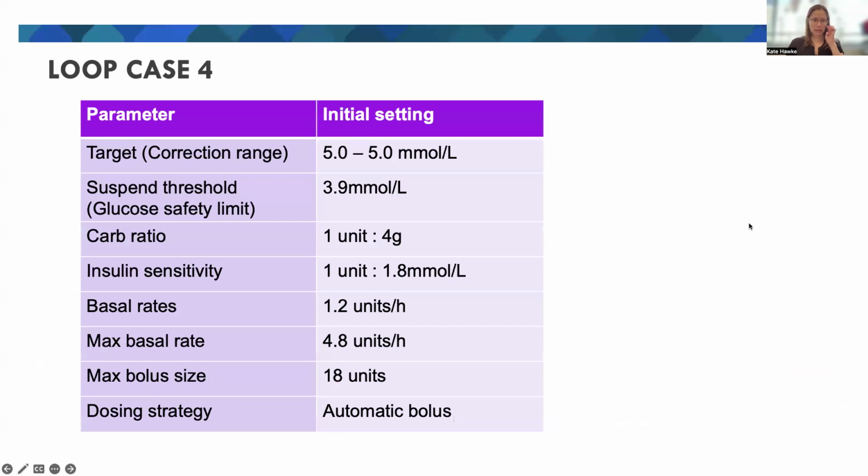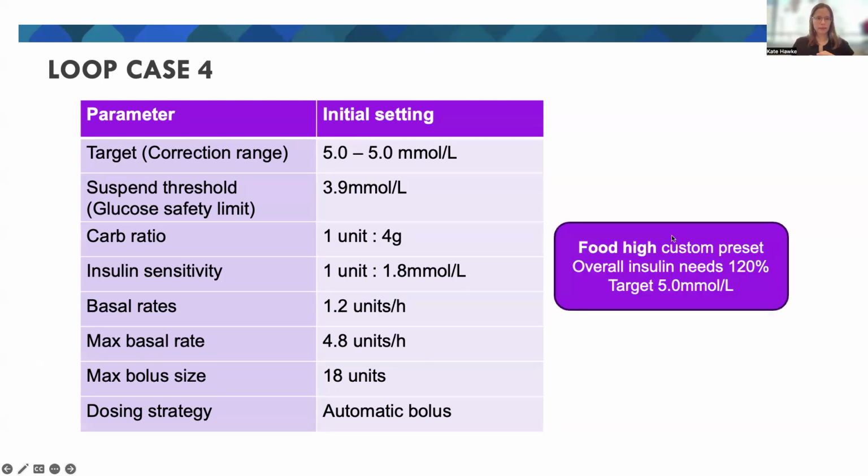Starting on Loop, in this case, the patient felt very comfortable starting at an initial 5.0 millimole per liter. This is what she'd been targeting for pregnancy, for her fastings, and she didn't really have concerns with hypoglycemia. So we went with that tighter target, and remember with Loop, we can go down to 4.8 if relevant. We kept essentially similar carb ratio, ISF and basals to what she'd had on the Omnipod DASH system recently.